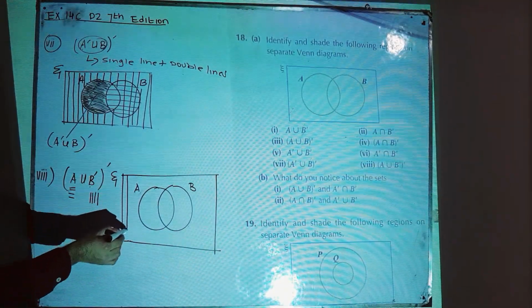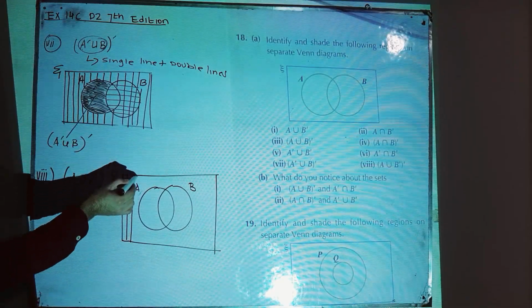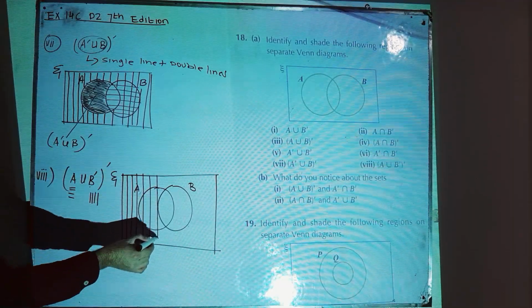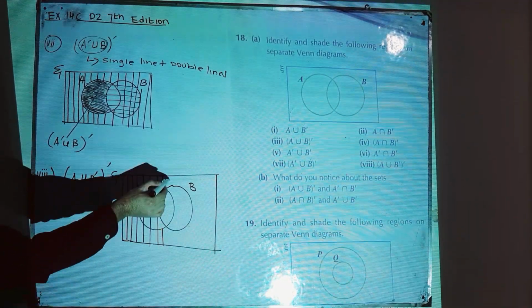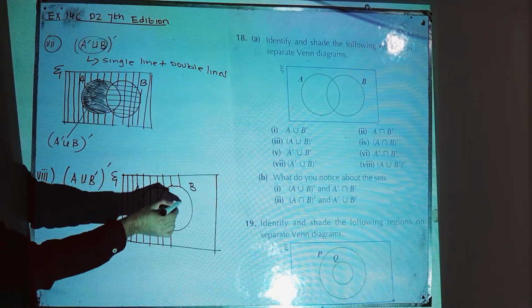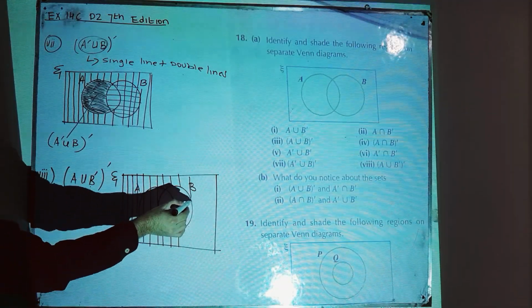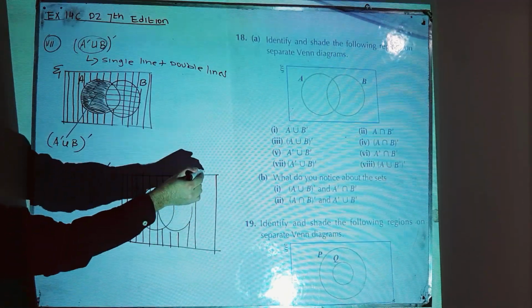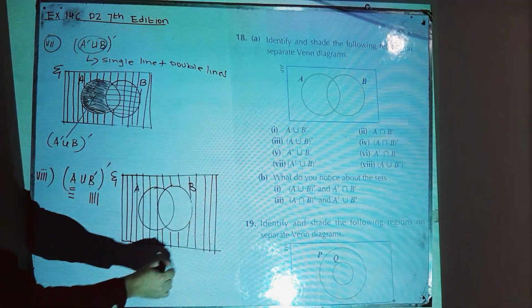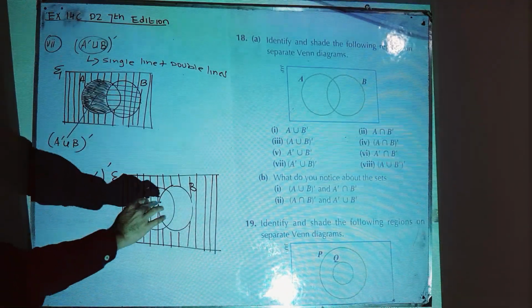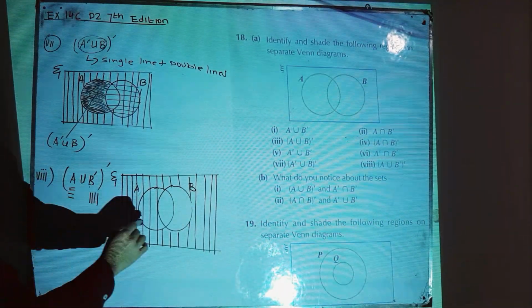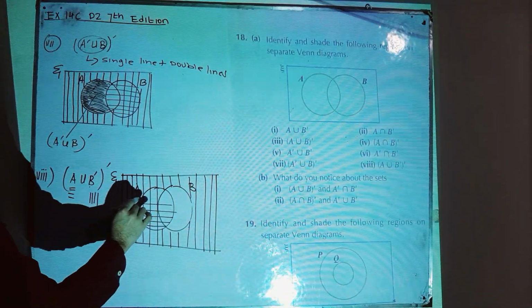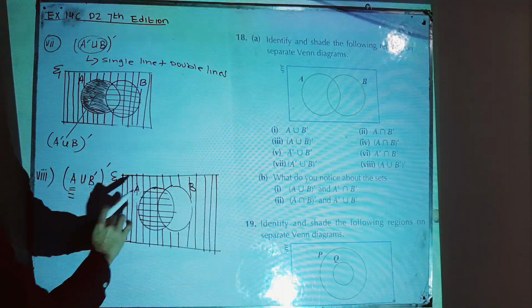Now the vertical lines represent B complement. B complement means not B. The vertical lines represent B complement, not B. Then A with horizontal lines. Okay.